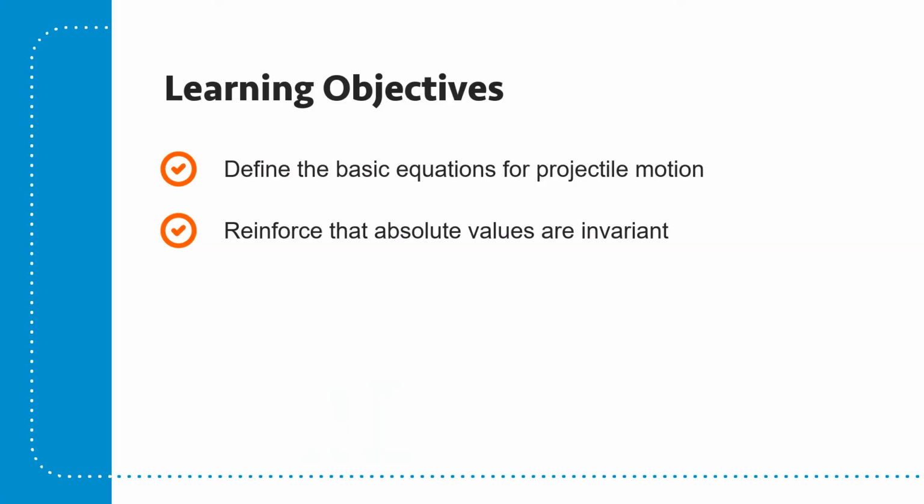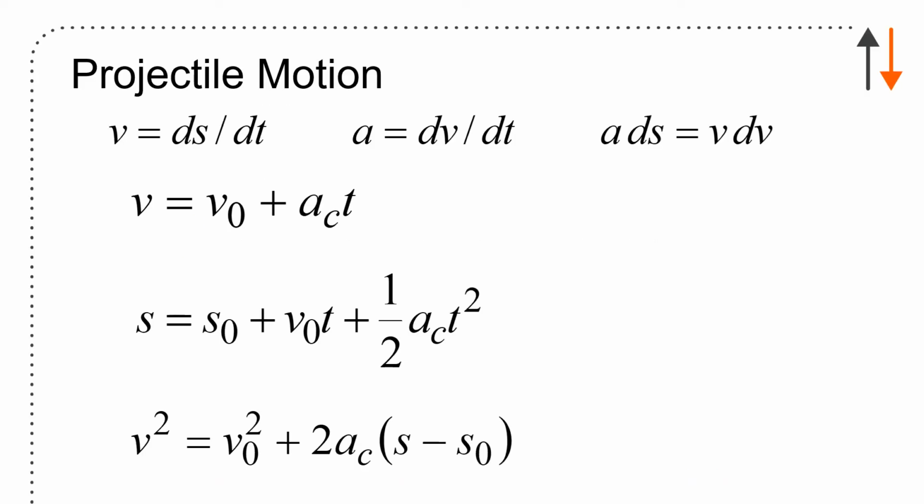And I'm just going to try and define the basic motion or equations for the projectile motion and start to reinforce this idea that eventually we're going to start looking at various types of coordinate systems. And coordinate systems are independent of absolute values. So we're going to get different values for, say, a rectangular coordinate, cylindrical coordinate, and so on, but the absolute quantities are invariant. They always stay the same.